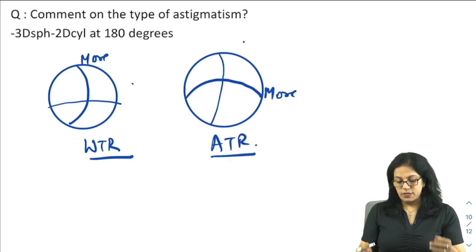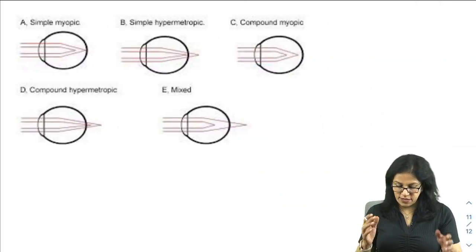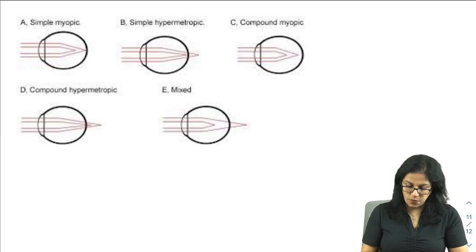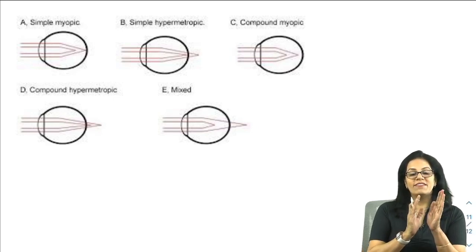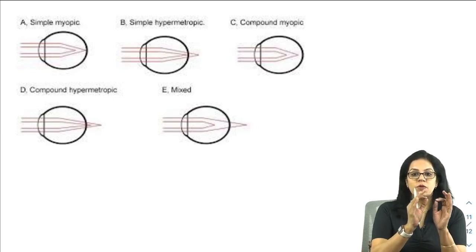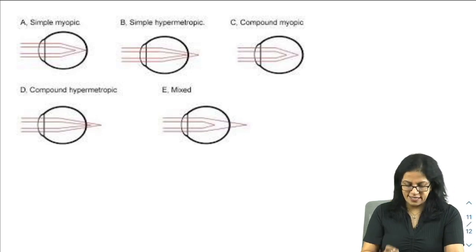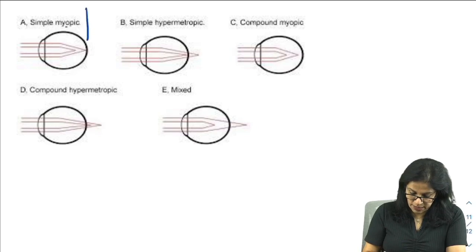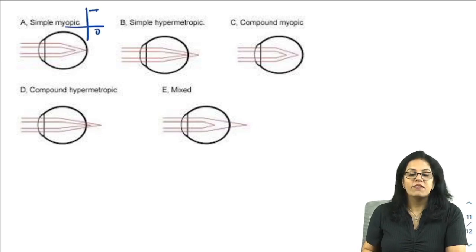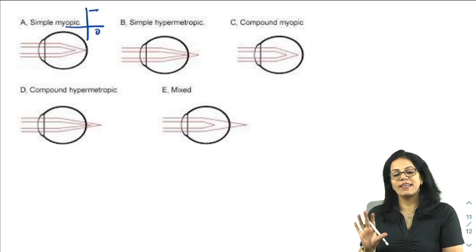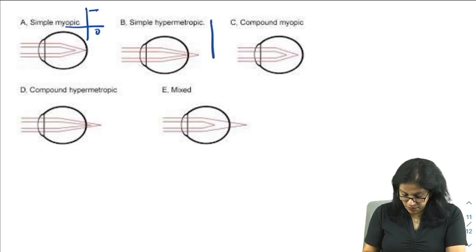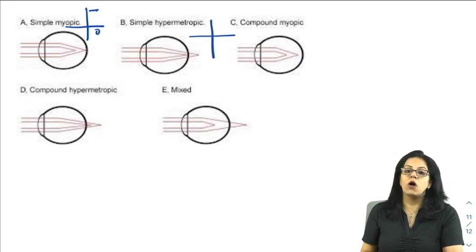Okay, then we talk about the types, the other way of classifying, which is asked just this. So when I say simple myopic, do you understand this? One meridian, vertical or horizontal, if you take, is focused in front of the retina, the other on the retina. This is simple myopic. If I write retinoscopically, I can write simple myopic as minus and zero. One axis emmetrope, another axis minus. That is myopic.